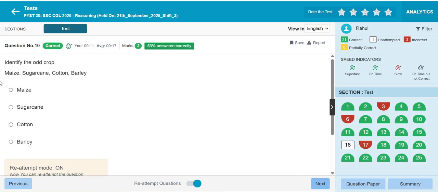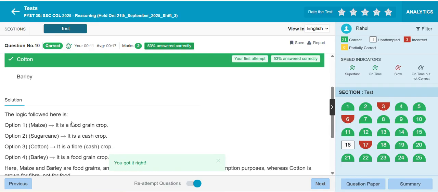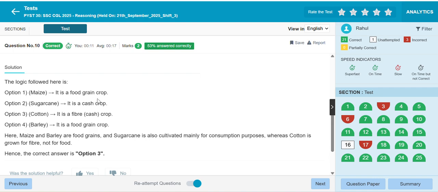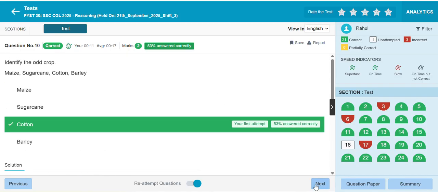Next is maize, sugarcane, cotton, and barley. Okay, cotton here, because maize, sugarcane, and barley are edible and cotton is non-edible. So this is how I felt and I just clicked for the option cotton. But later I found that yes, it's a food grain crop, cash crop, it's a fiber crop, and it's a food grain crop. So eventually that's fine.